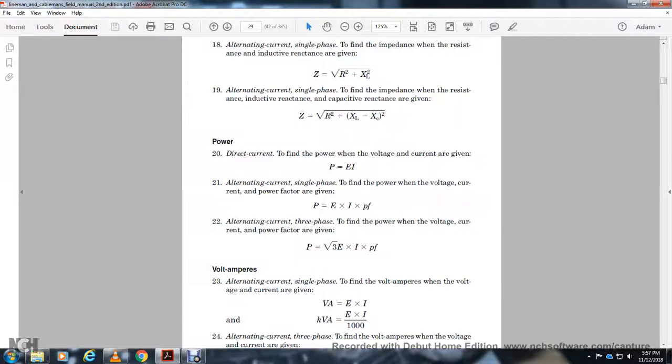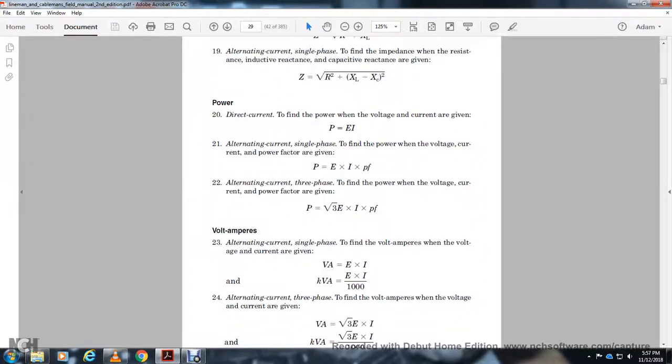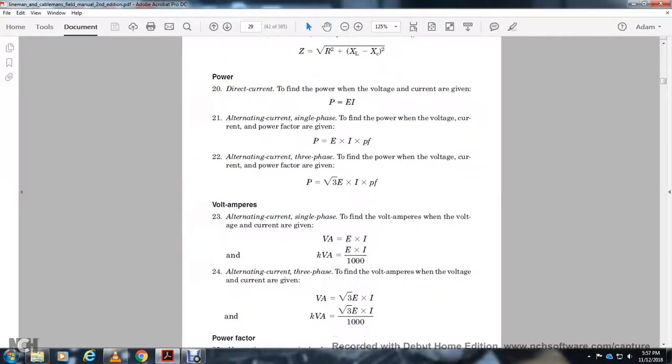Alternating current single phase, volt amperes for the volts and current: volt amps is equal to the voltage times the amps, and the kilovolt amperes is equal to the voltage times the amps over 1000. Alternating current three phase: volt amps is equal to the square root of 3 times the volts times the amps, or the kilovolt amps is that over 1000.